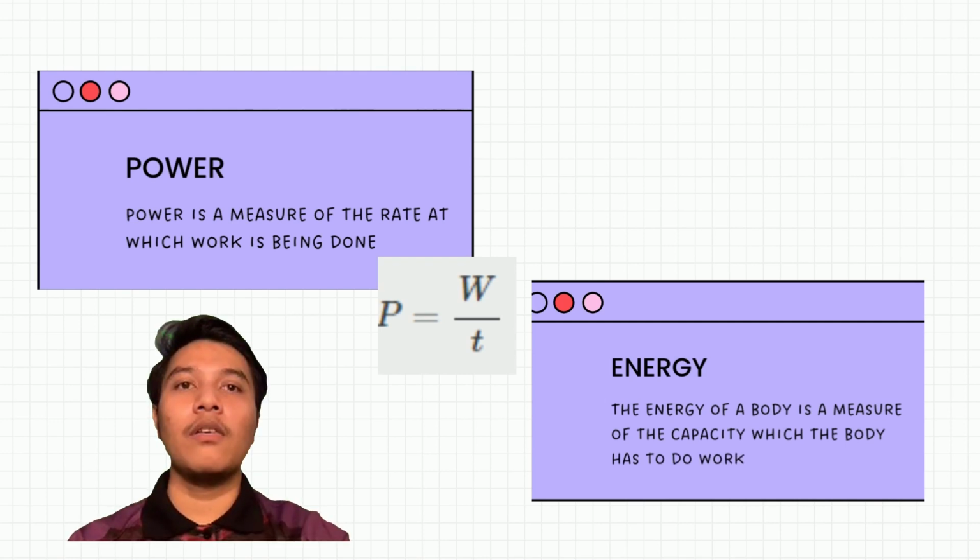Power is a measure of the rate at which work is being done. The formula of power is P equals W over T. The SI unit for power is the watt, where 1 watt equals 1 joule per second.